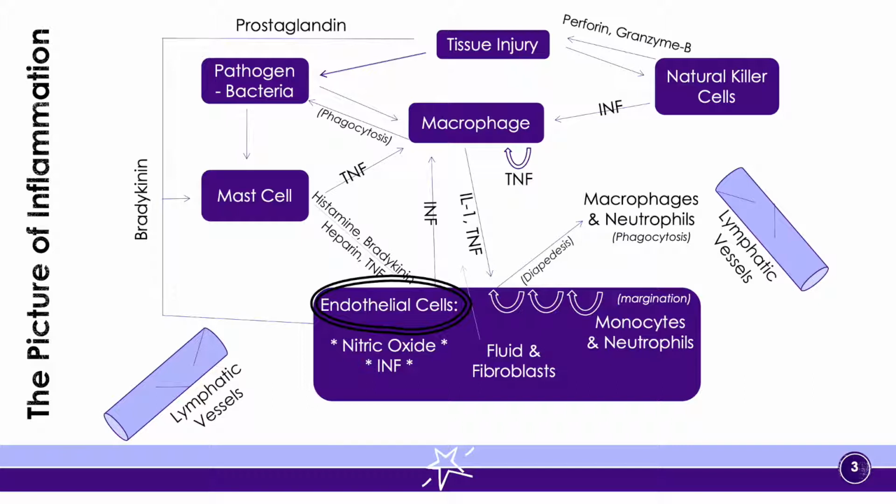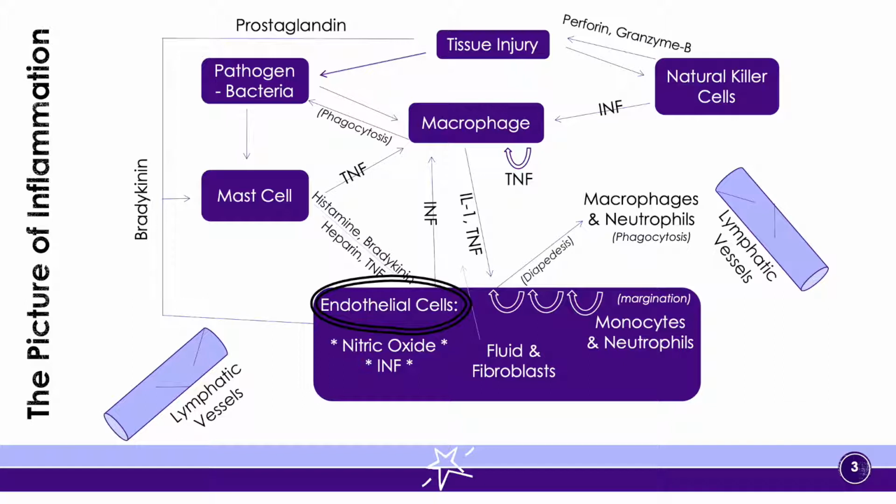Endothelial cells, when activated, do a couple of different things. One of them is to actually feed back into the system by releasing interferons, which will in turn activate more macrophages in the area. It also releases nitric oxide and interferon into the bloodstream, which will end up dilating our blood vessels to increase blood flow to the area.